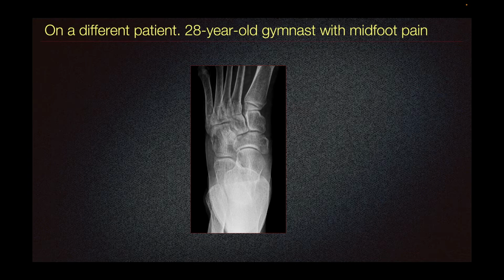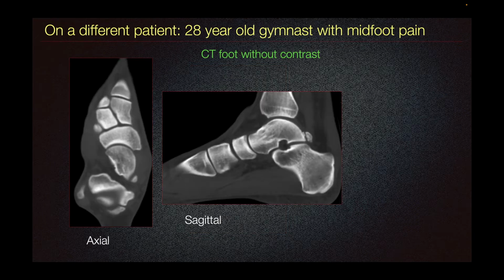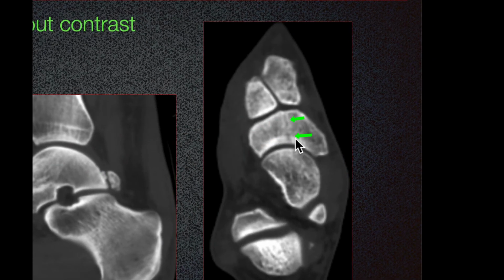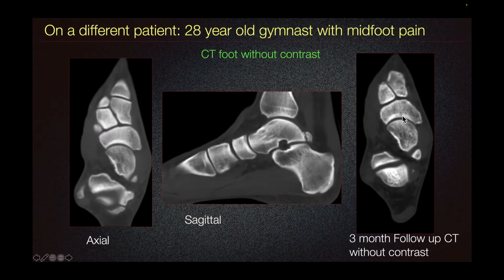cases, stress fracture or reaction may be difficult to visualize, but radiography should be the initial imaging modality of choice to exclude any other abnormality. The patient then underwent CT without contrast, showing a normal navicular, but a follow-up CT 3 months later shows a stress fracture in the central portion of the navicular. This also demonstrates that CT is less sensitive compared to MRI.